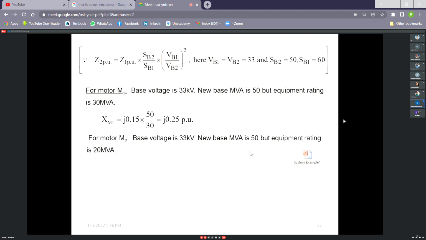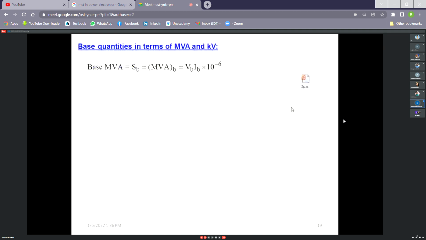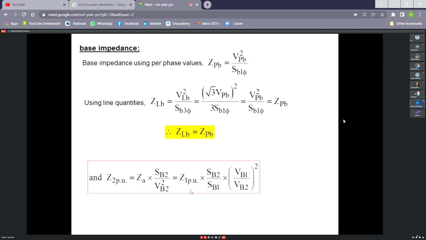Let me check. This impedance value here, only for the base also you can calculate. In that case, SB2 equals SB1, and the impedance will be 0.2 into 11 by 10, whole square. Okay, so in that way.